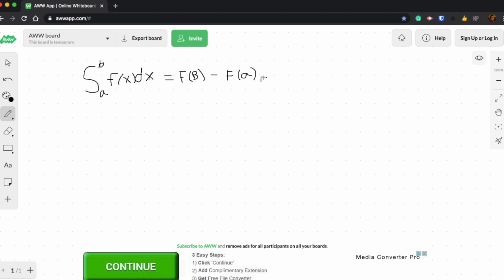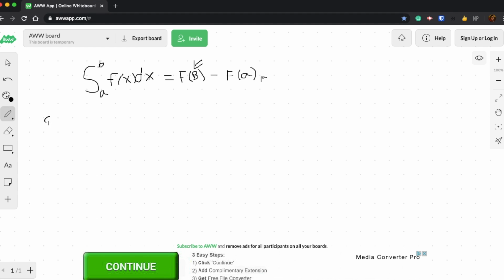So this is the antiderivative of the upper bound, and this is the antiderivative of the lower bound, because a is the lower bound, b is the upper bound. So hopefully that made sense. Now let's go into a quick problem so that you can understand how the fundamental theorem of calculus part 2 works.